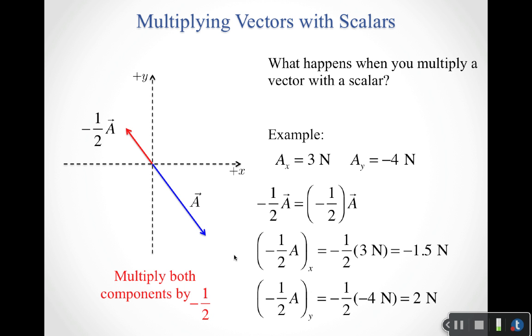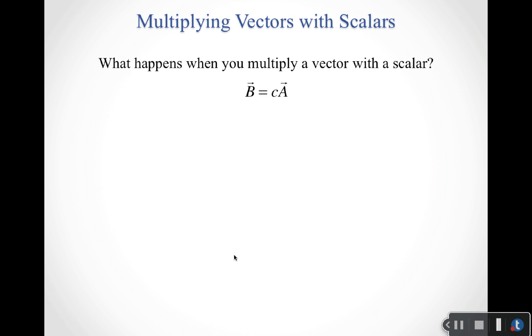So just generalizing out from our three examples here, hopefully you've started to see a couple of patterns. What happens when you multiply any vector with any scalar? C here is our scalar that we're going to multiply by some vector A to get a new vector B.